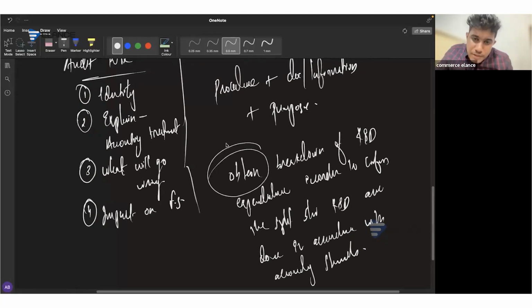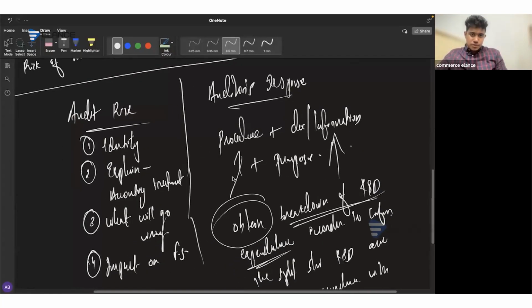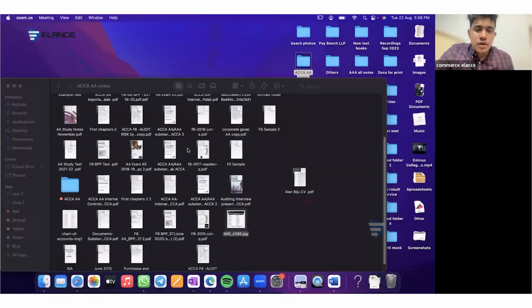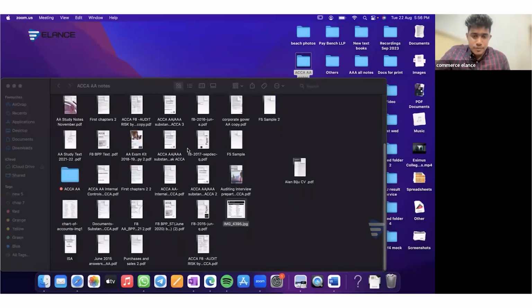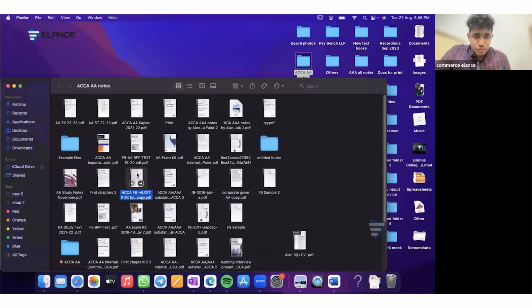So obtain will be the procedure there. Breakdown of research and development expenditure will be the document or information which we require, and the purpose is to confirm whether the split between research and development is done in accordance with IAS 38 Intangible Assets. So this will be the auditor's response for that. We have already gone through multiple audit risks and responses, so you can use this set of risks and responses for almost all cases.